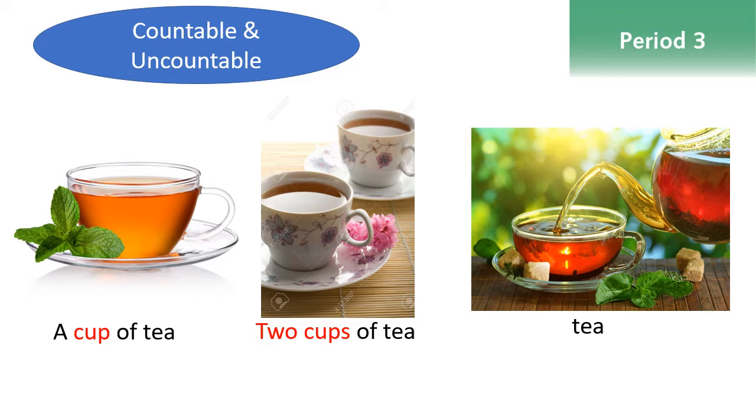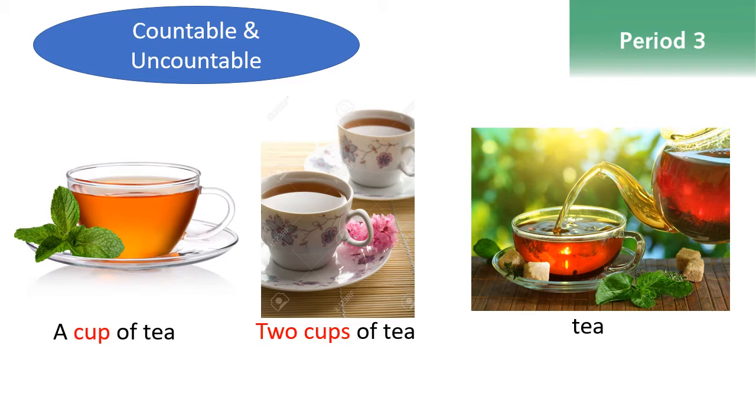We notice that the word tea was not affected, so we said a cup of tea, two cups, cups of tea, and tea. So the words that do not have plurals, or if we want to make plurals of them, are called uncountable nouns. These are nouns I cannot make a plural of, and to make a plural I need a measure, so they are called uncountable.